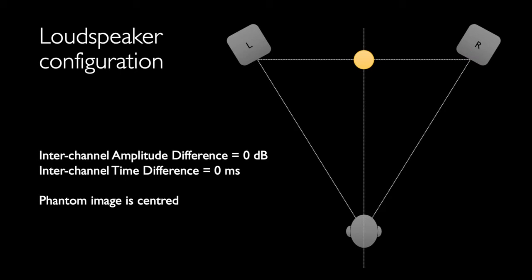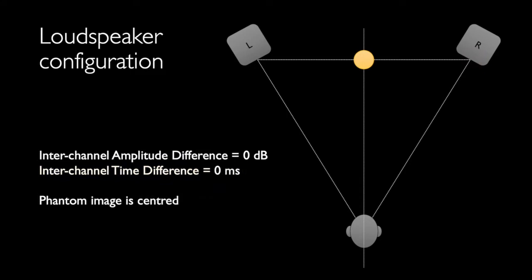Now I've moved back to the center, so my interchannel amplitude difference is 0 decibels and my interchannel time difference is 0 milliseconds. You probably noticed that a phantom image location that has been panned by changing the interchannel amplitude sounds different than when I was panning using an interchannel time difference. For example, this is an image that has been moved using interchannel amplitude differences. This is an image that has been moved to about the same place using interchannel time differences. This is an image that has been moved using interchannel amplitude differences. And this is an image that has been moved to about the same place using interchannel time differences.